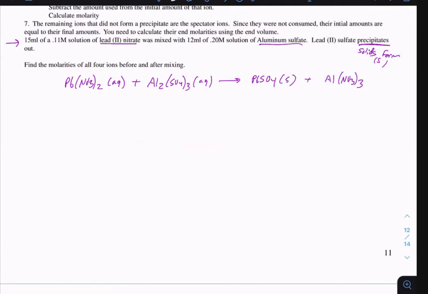All right, let's balance this. I'm going to balance starting with the aluminum sulfate on the left. So if we've got 2 of these here, let's put a 2 in front of here. That means I've got 6 nitrates on the right, so I'll put a 3 here. And that means I need 3 leads on the right, so I put 3 here. And that's 3 sulfates. Okay, we are balanced. All right, first step, balance your equation.